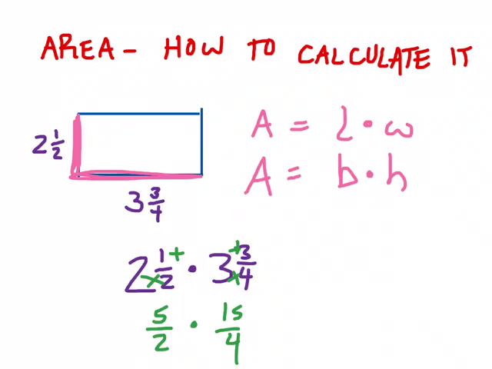And now I'm ready to multiply. 5 halves times 15 fourths. Straight across is going to be 75 eighths. And there really isn't any reduction I can do here. I might want to turn my answer back into a mixed number. I may not. If I did, in this case, it would be 9 3/8, because 8 goes into 75 9 times, with 3/8 remaining.